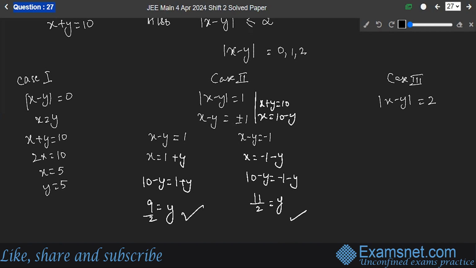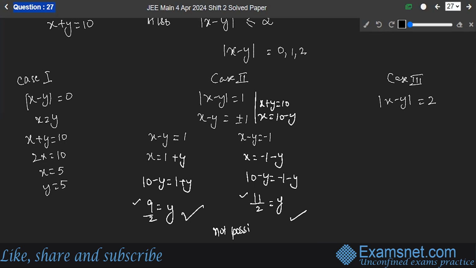See, these two values are greater than 1. 9 by 2 is greater than 1, 11 by 2 is greater than 1. That is okay, but these are fractions. So the number of matches that the team loses can't be a fraction. So that means this is not possible.